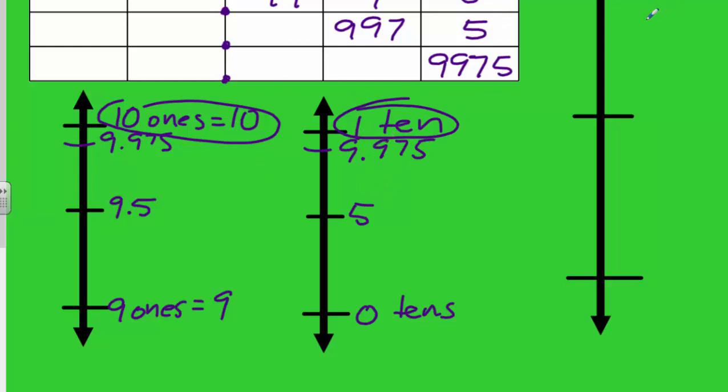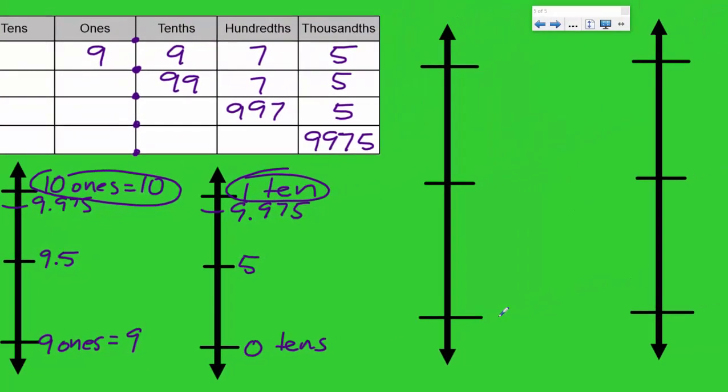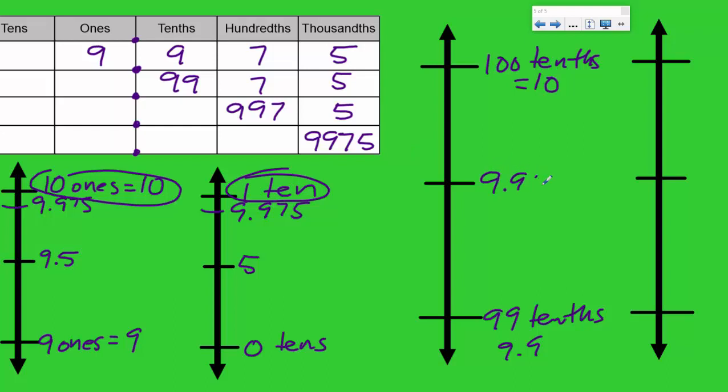Let's do our next column. So here, our tenths, we have 99. So we're looking at this. Is it going to be 99 tenths, which is the same as 9.9? Or is it going to be 100 tenths? And again, that's going to be equal to just 10, the whole number, when you think about 100 tenths. So here we're going to have 99 tenths, but really that's just 9.9. If we look at 10, here we have 9, 9.9, 9.95, 10. Our number happens to be right around here.